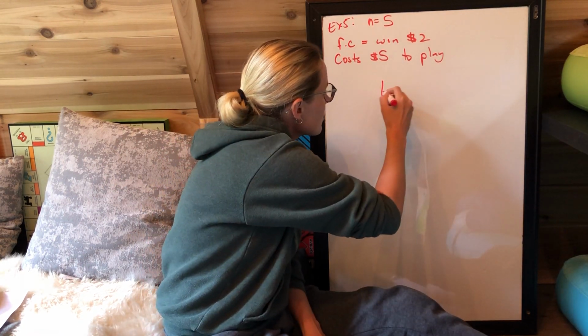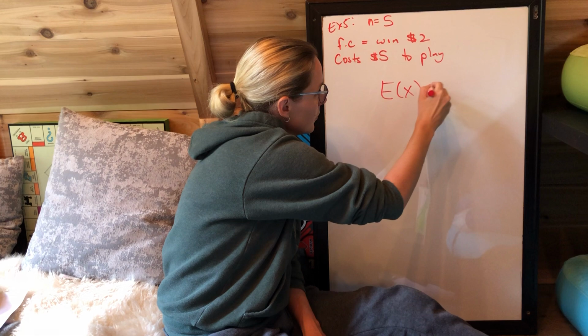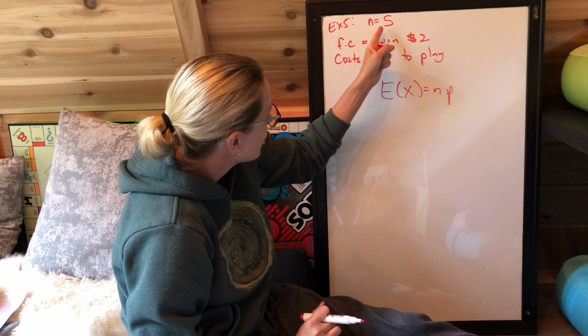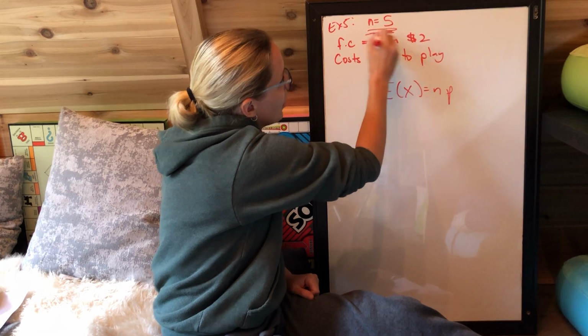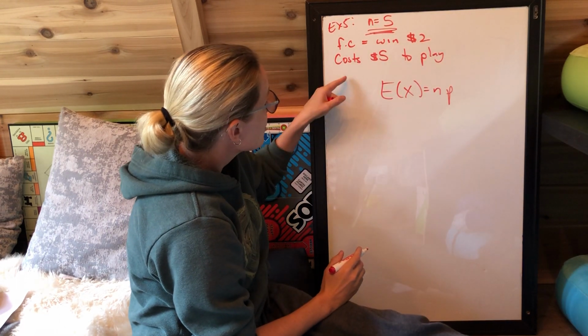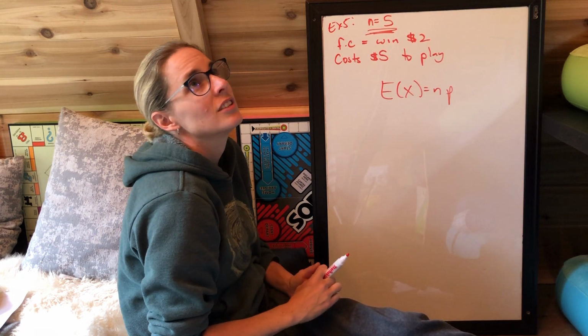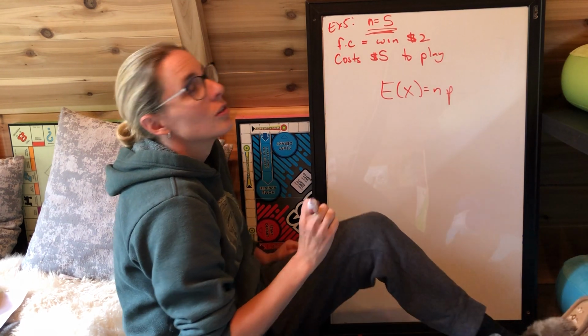So to use the expected value formula, it's n times p, the number of trials you have, which we know is 5, multiplied by the probability of success. In this case, we do not yet have a probability of success. You think you're going to lose? Yeah. Okay, well, let's see what happens.